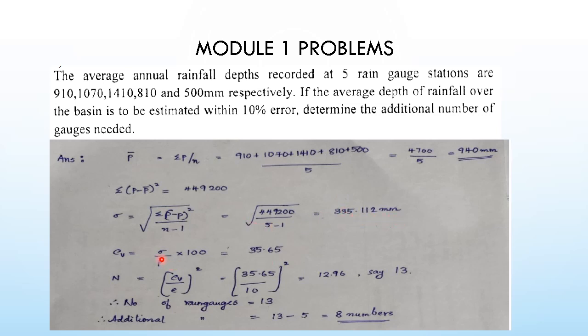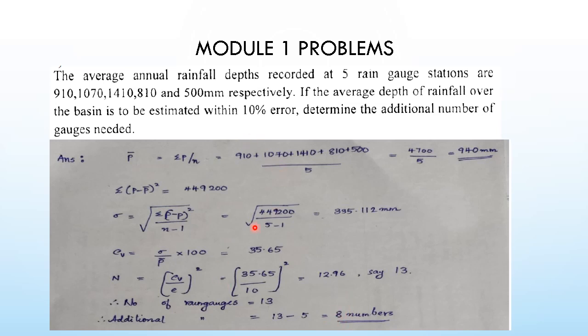335.112 mm, and CV is equal to sigma by P average into 100, and that is 35.65, and n is equal to (CV by E) whole squared. E is the permissible percentage error, that is 10%. You put 10 here, raised to 2, it is equal to 12, and you approximate that to 13. The total number of rain gauges required for 10% error is 13, but you have only 5 rain gauges in the catchment area, so the additional number of rain gauges required is 8.